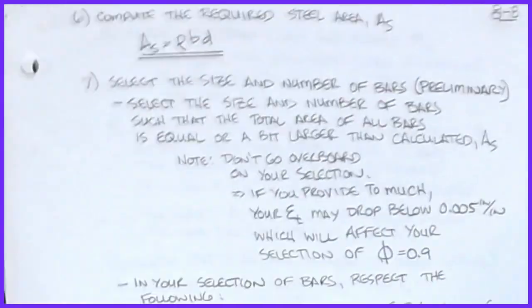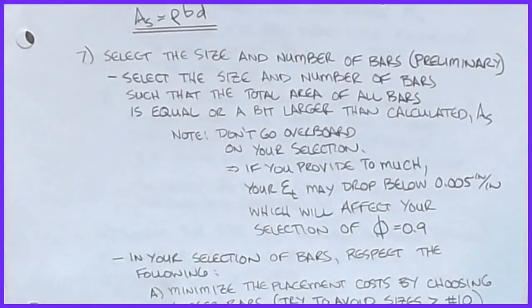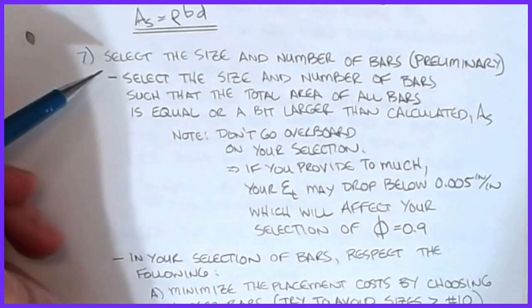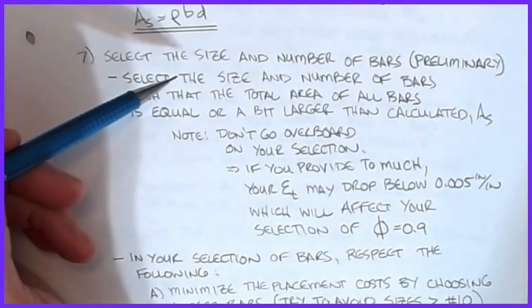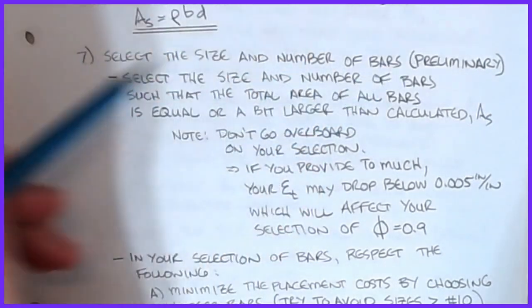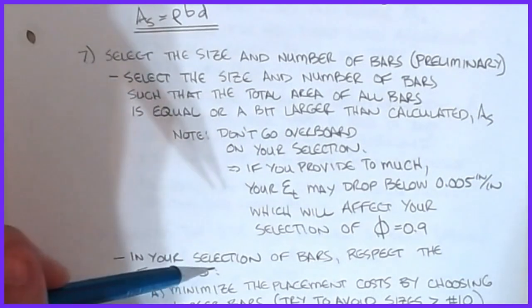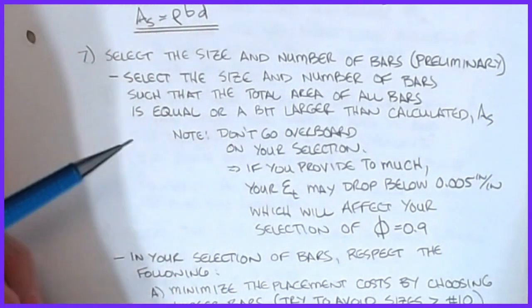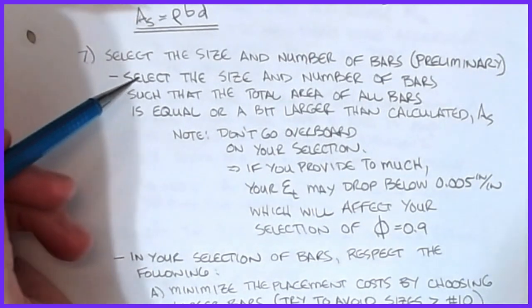So I'm going to run through these thoughts real quick for us, and then we'll call it a day after that. The next step is that we're going to select the size and number of bars that we need, as a preliminary guess. This is the layout portion. I've got an area of steel. Now, how do I associate it, and how do I lay it out in such a way to be able to meet all of the other requirements for cover and strain and everything else that we must check?